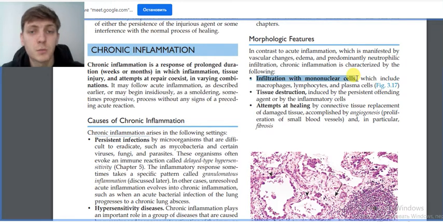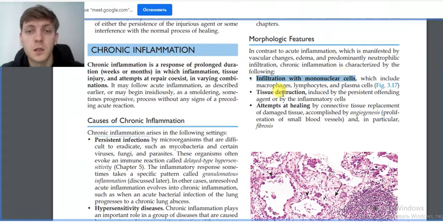I remind you that mononuclear cells are lymphocytes and macrophages or monocytes, and they are derived from blood and enter the connective tissue the same way as leukocyte recruitment goes. Almost the same pathway. So leukocytes are attracted to the sites of inflammation.